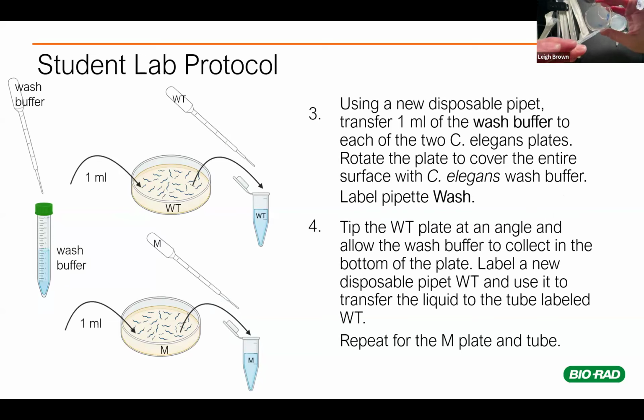For those of you with really fast hands, because there's always some of you in the group, you could move on and execute the same process with the mutant plate. It's going to be the same thing. You'll take your wash buffer pipette, move 1 milliliter of wash buffer to the surface of the mutant plate, give it a little shimmy, tilt it over to one side, and then pull up that liquid containing the worms and move it to your mutant 1.5 mil tube.